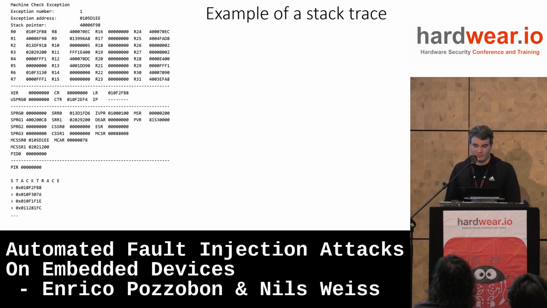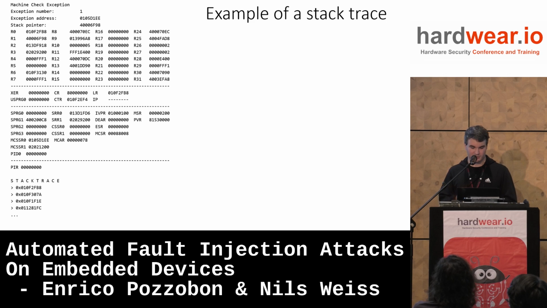This is an example of how one of these stack traces looks like. We have the value of all the registers at the moment of the crash. And we have the stack trace at the bottom, so the return address of all the functions that were called. And more importantly, we have some special registers here, one of which is called the exception syndrome register. Somewhere there should be ESR. You can see it, ESR. Yeah, in this case it's 0.